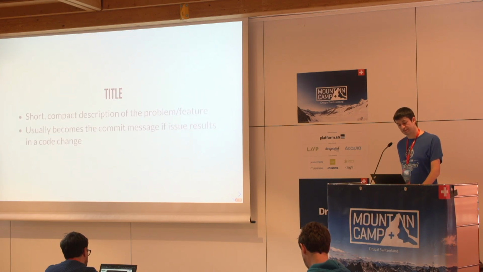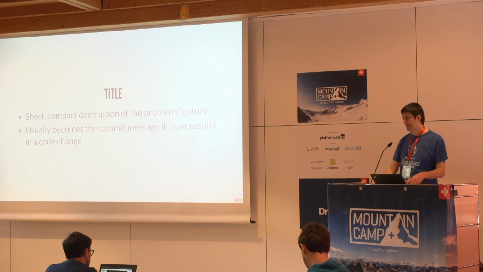Going through the fields, the title should be a short description of your problem or your feature request. It's usually becoming the commit message, so keep that in mind. Try to keep it a bit short and descriptive.